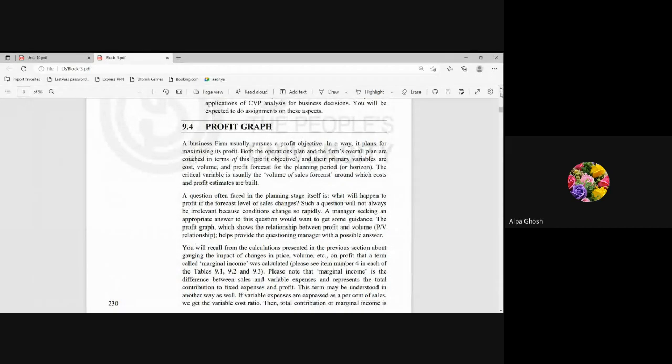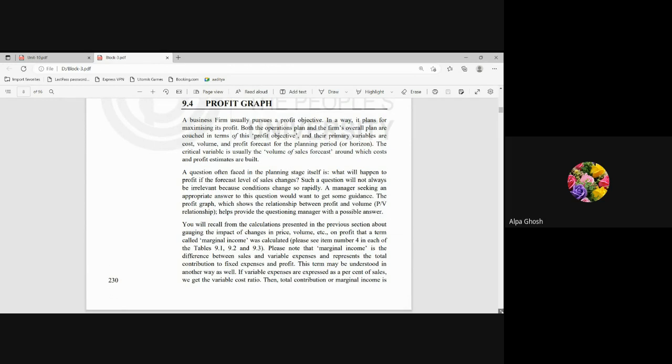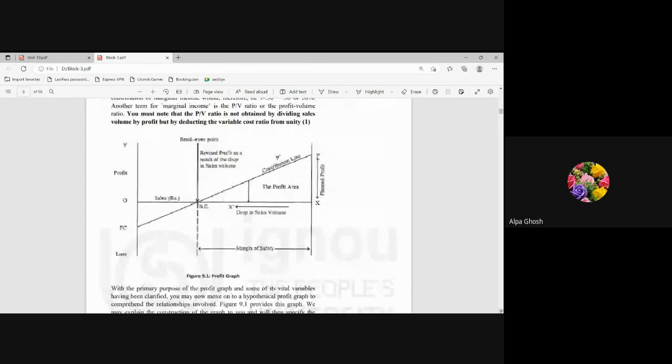This is the profit graph. You have to depict the profitability in the graph. So this you can do through the content only. This is how it is depicted: the profit, loss, fixed cost, variable cost analysis.